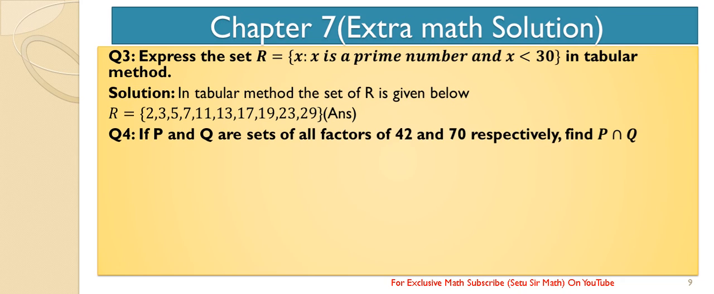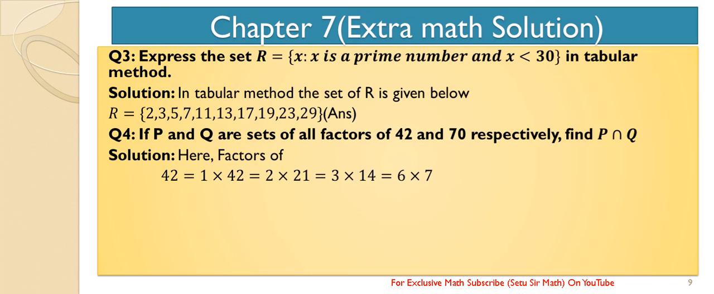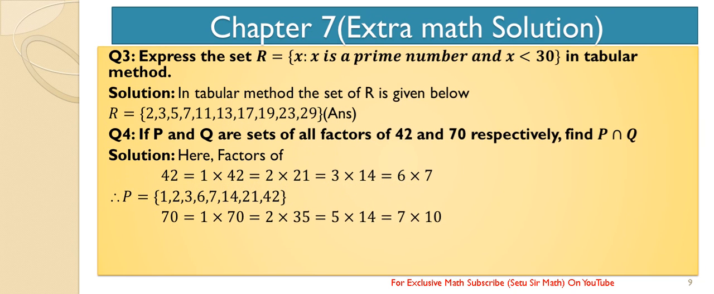Now, if P and Q are sets of all factors of 42 and 70 respectively, find P intersection Q. Here we have to find out at first all the factors of 42 and 70, then we will get P and Q sets. Then you can find out easily P intersection Q. So these are the factors of 42: 1, 2, 3, 6, 7, 14, 21 and 42. And these are the factors of 70. So these are the set Q.